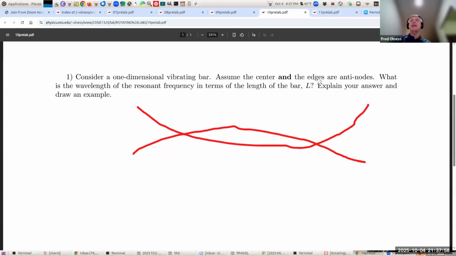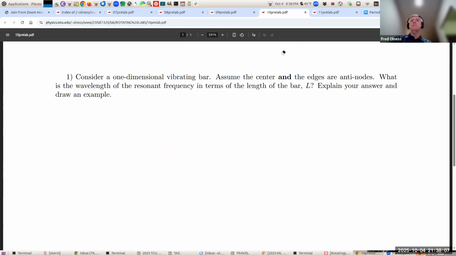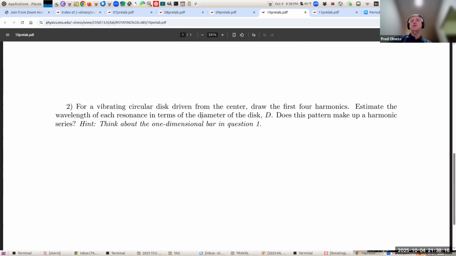And so this would be half a wavelength, and this would basically be a full wavelength. So even in a one-dimensional bar, you can get an approximate idea of what the wavelength is for that. But now that's a one-dimensional case. When we go to a two-dimensional case, it's more complicated. And so for a circular disc, look at your book and sketch the first four harmonics.